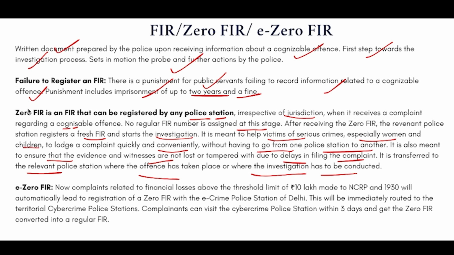So I hope FIR and Zero FIR is clear. Let's now move on to E-Zero FIR. The initiative that the Ministry of Home Affairs launched yesterday allows you to file a Zero FIR online if it deals with a financial fraud of more than 10 lakh rupees. So as soon as you dial 1930 and complain that your bank account was defrauded of 15 lakh rupees, the system will automatically register an FIR on your behalf. That is what is e-governance or E-Zero FIR.